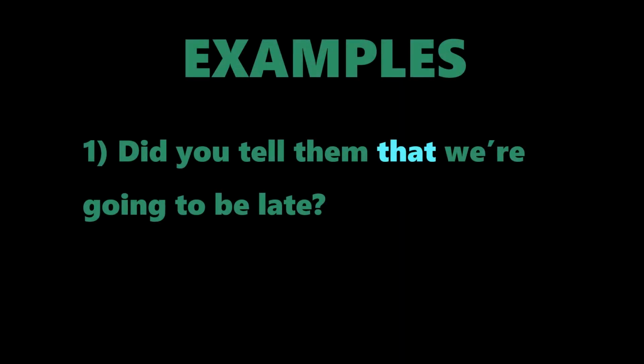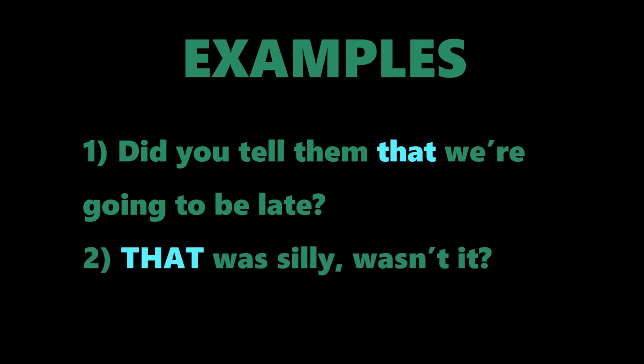So let's have a couple of examples to consider when we're going to use strong and weak forms. Sentence number 1. Did you tell them that we're going to be late? So hopefully what you heard there was that I used a weaker form. Did you tell them that we're going to be late? It doesn't need to be stressed. That here is just serving the function of grammar. It's just gluing the sentence together. Did you tell them the thing, that we're going to be late? So it doesn't need to be strong.